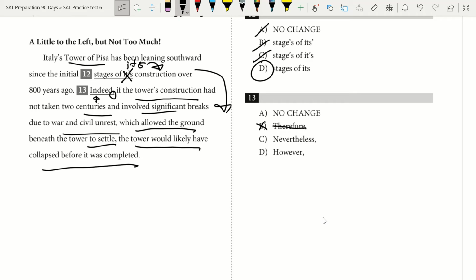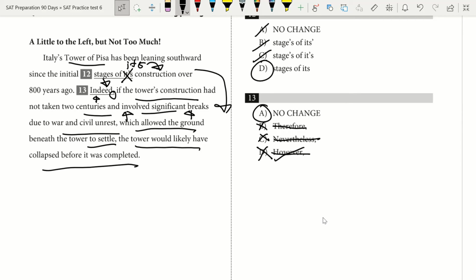I know it's not really in spite of what came before it, so nevertheless is incorrect. And I know we're not contrasting what came before it, so however is incorrect. So indeed is my correct answer there, right? We talked about how it's been leaning since it was created, and indeed that lean would have caused it to collapse if not for all of these events, these significant breaks which allowed it to settle. If it wasn't for all of these chance events, this tower would have collapsed, is basically what we're saying.